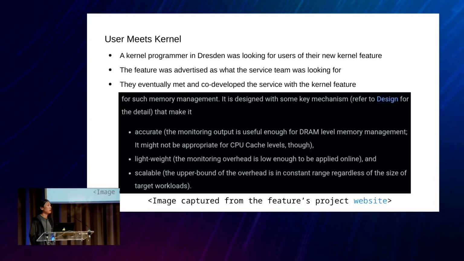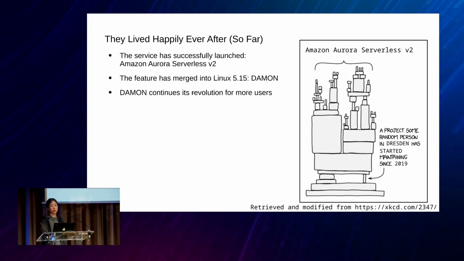And the feature was advertised as something that can provide what the service team was looking for, that is, finding the real memory usage of a given workload in a very efficient way. And they somehow eventually met and co-developed the memory autoscaling service with the kernel feature. And they lived happily ever after.